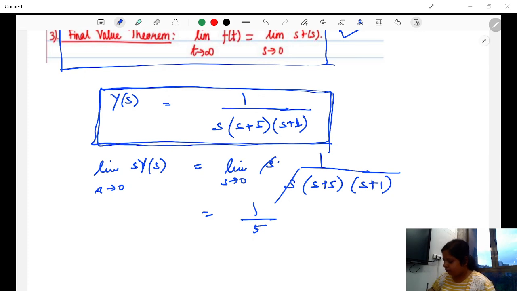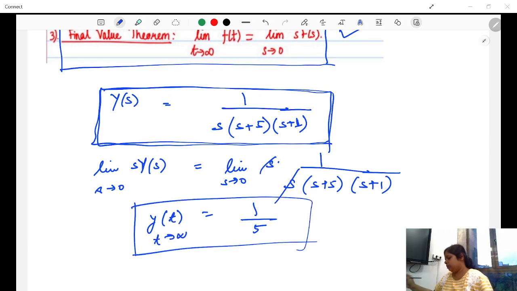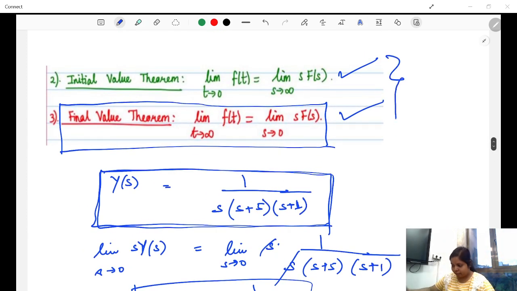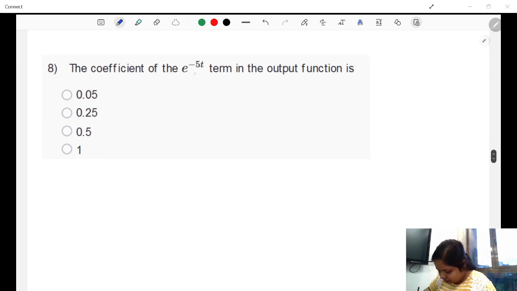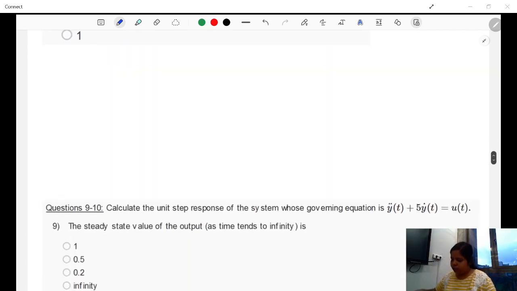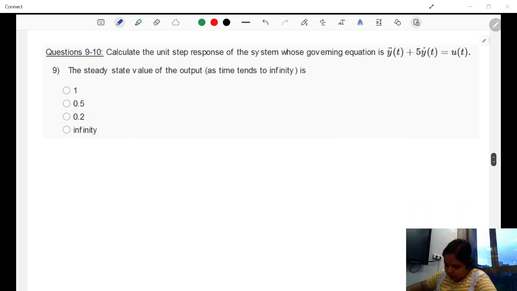So this is also the way where you can find what happens when t tends to infinity. This is also the way to find out steady state value. So please remember these theorems. These both are very important. Now, you already know the coefficient of e to the power minus t term. So it was minus 0.25. You had got minus 1 by 4. Then the coefficient of e to the power minus 5 term, you had got 1 by 20. It was 0.05.